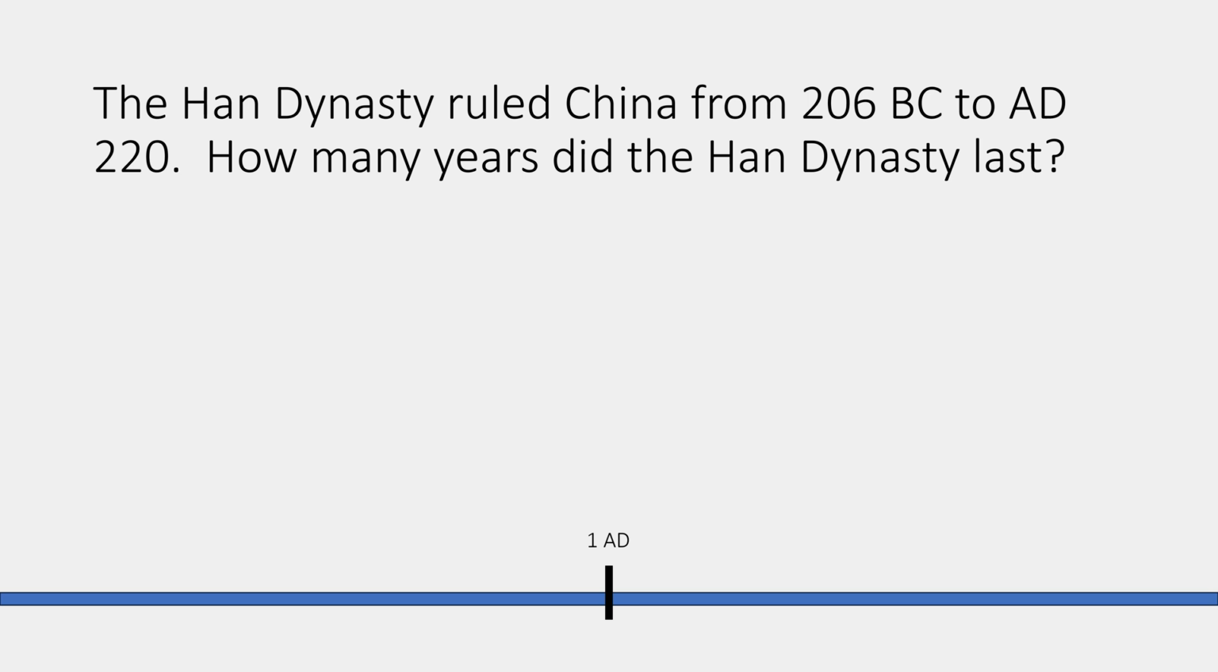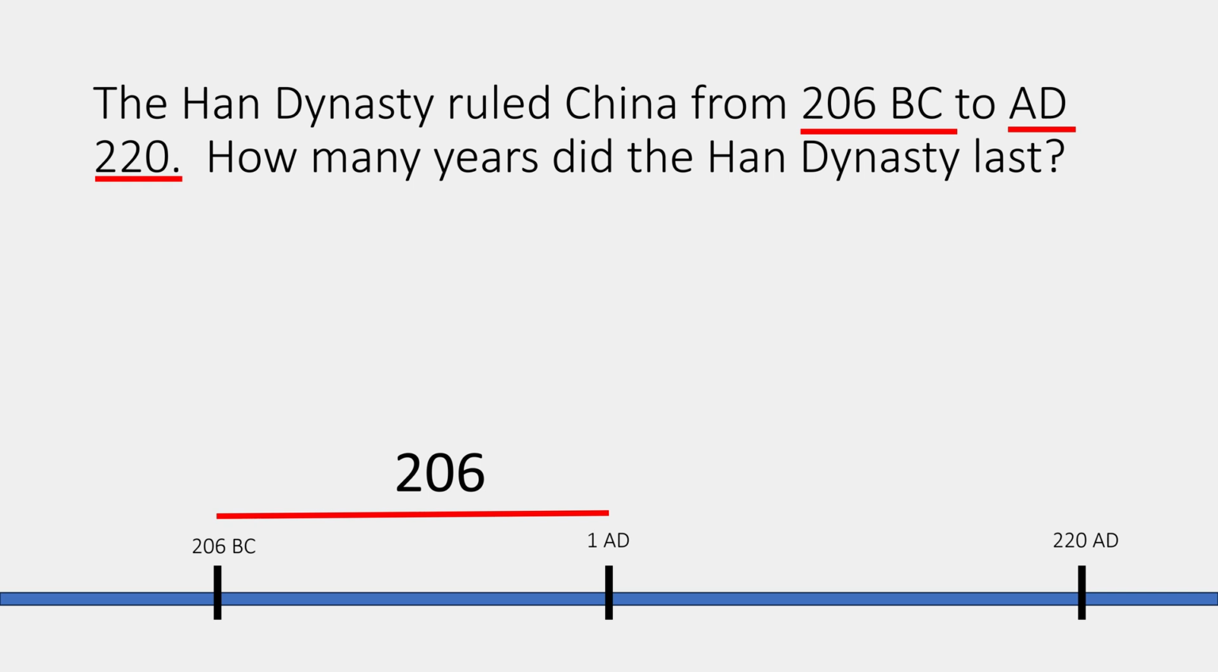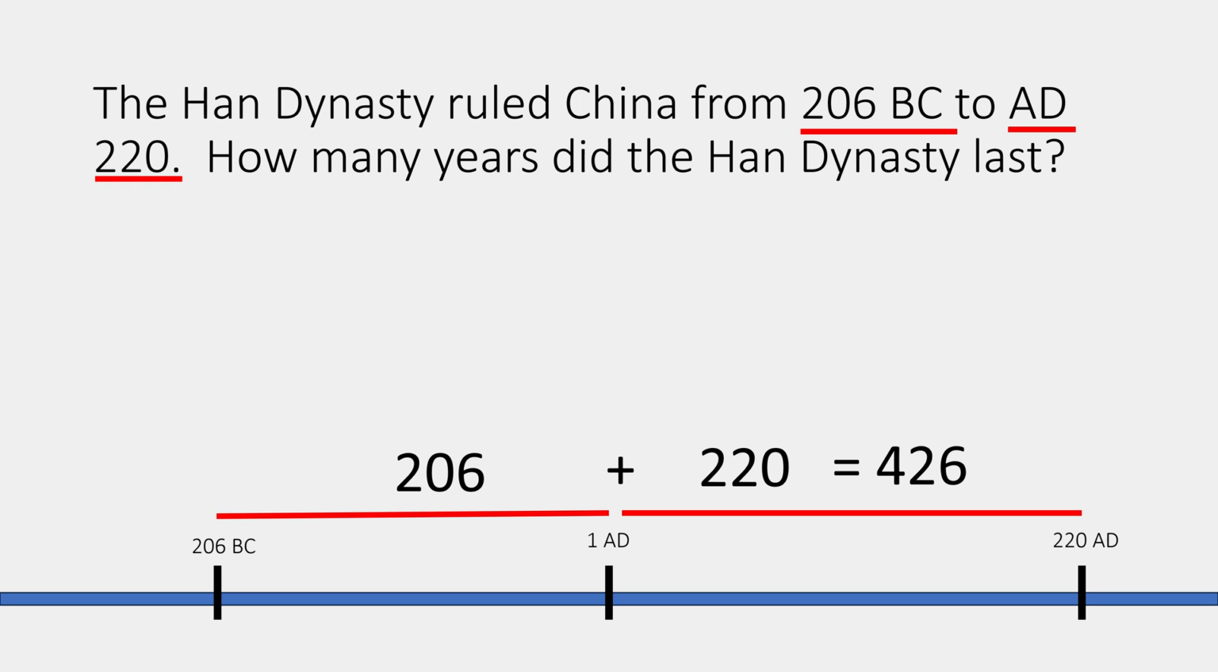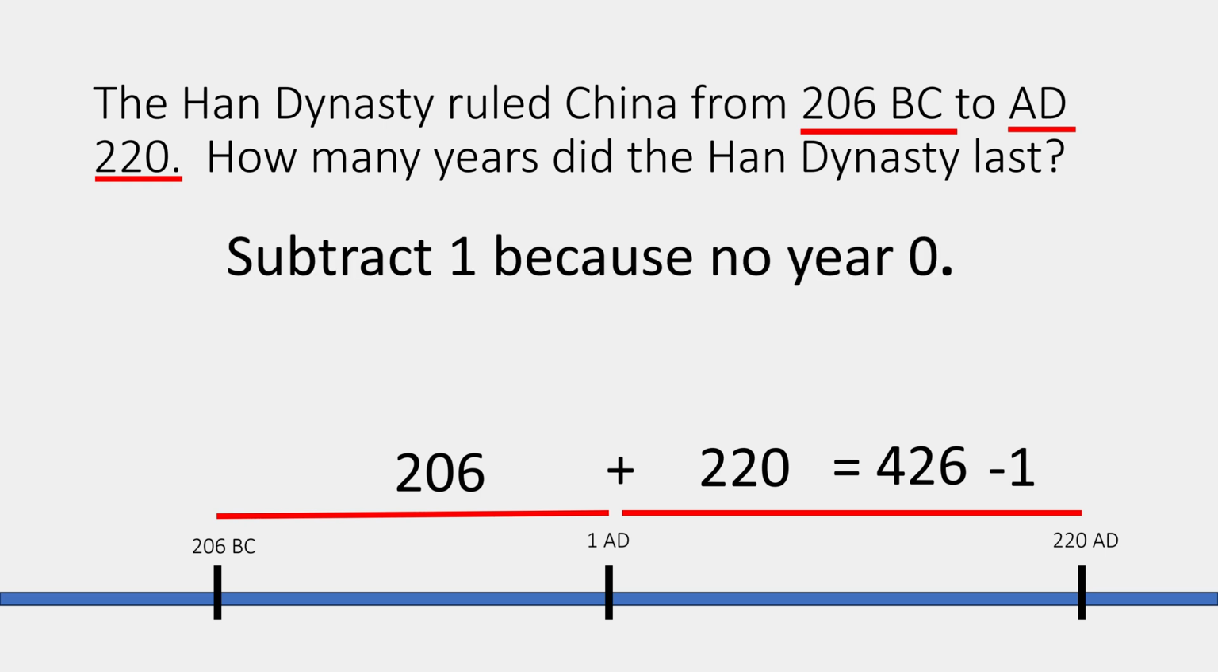The Han Dynasty ruled China from 206 BC to AD 220. How many years did the Han Dynasty last? Let's use our number chart. We have from 206 BC, that's 206 years before Christ, and in the year of our Lord, we have 220 years. How many years total? So 206 plus 220 equals 426. Subtract the 1 because there is no year 0. 425 years was the duration of that empire.